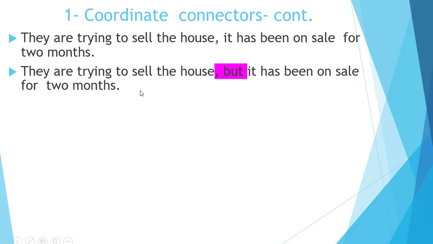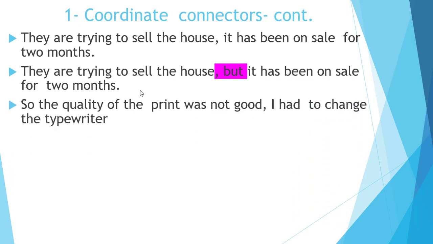Okay? The other one: "So the quality of the print was not good. I had to change the typewriter." The sentence here starts with "so," and this is a common mistake. I always see this mistake. Guys, do not start the sentence with a coordinate conjunction.